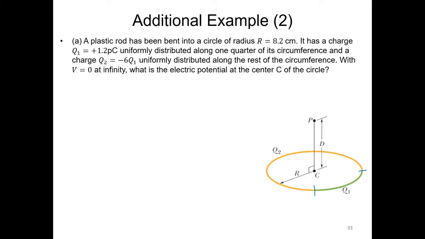So actually, this one is quite simple. So V will be something like, maybe we can write VC. So it will be something like 1 over 4 pi epsilon 0, the standard step, and Q1 over R plus Q2 over R.